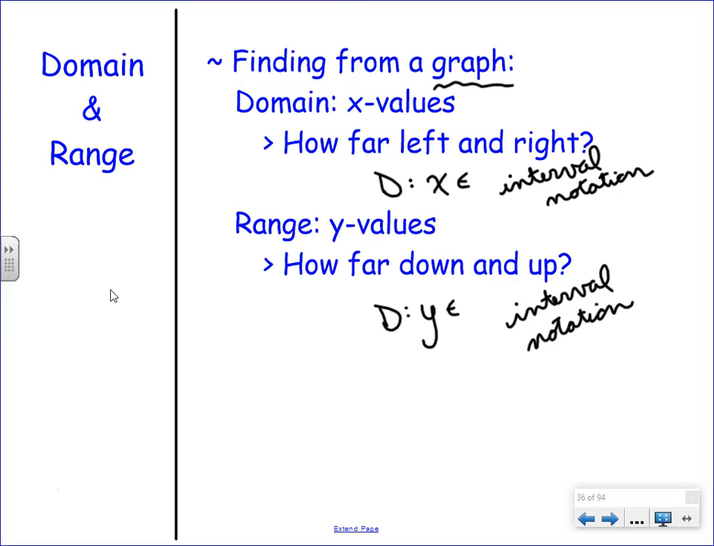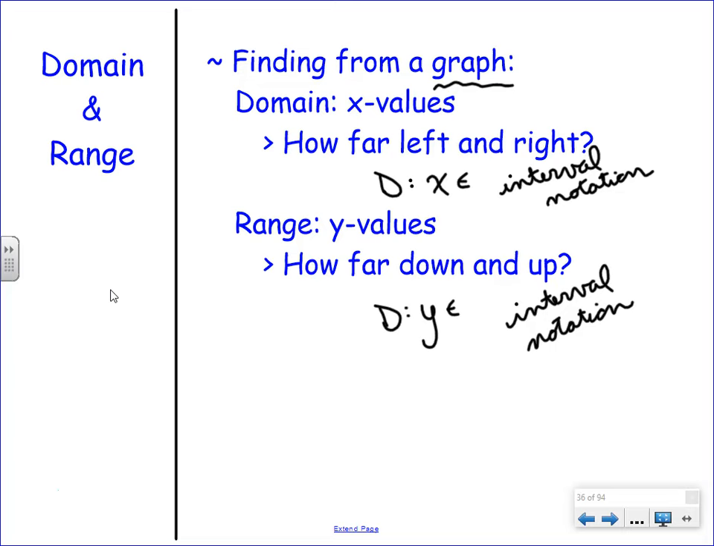Because interval notation, remember, what's on the left is how low it goes, which would be down. What's on the right is how high it goes, which would be up. But the nice thing is the idea is a review, just you're going to have more graphs.